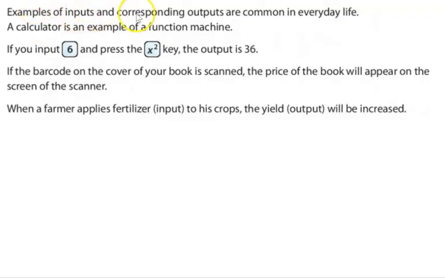Examples of inputs and corresponding outputs are common in everyday life. A calculator is an example of a function machine. If you input 6 and press the x squared key, the output is 36 because 6 squared is 36. If the barcode on the cover of your book is scanned, the price of the book will appear on the screen of the scanner. When a farmer applies fertilizer, that's his input, to his crops, the yield, the output, will be increased.